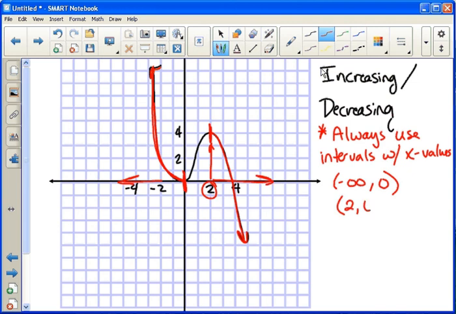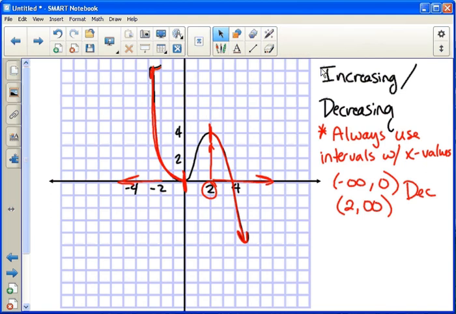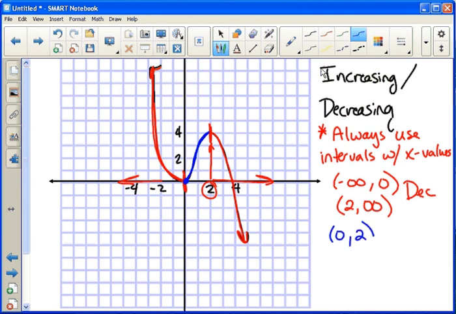So let's mark the part that's increasing with blue. That is increasing from 0 up until 2. Again, it's vitally important that you focus on the x values. Must focus on the x values.